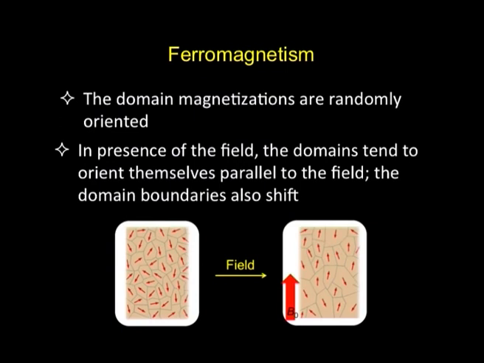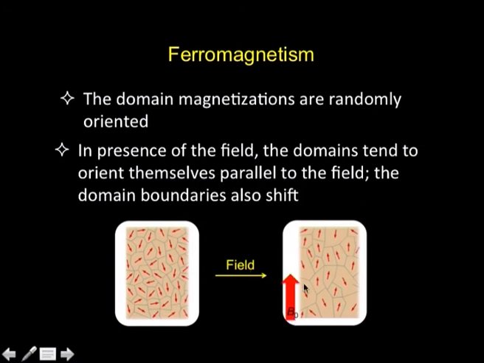Now when I apply a field, let us see what happens. In the presence of a field, the domains tend to reorient themselves parallel to the field, and in the process the domain boundaries also shift. These two effects come into play. Let us understand that. This is my bulk material in the absence of the field. We find that there are different domains and the net domain magnetizations are oriented randomly. When I apply a field, this is my applied field here.